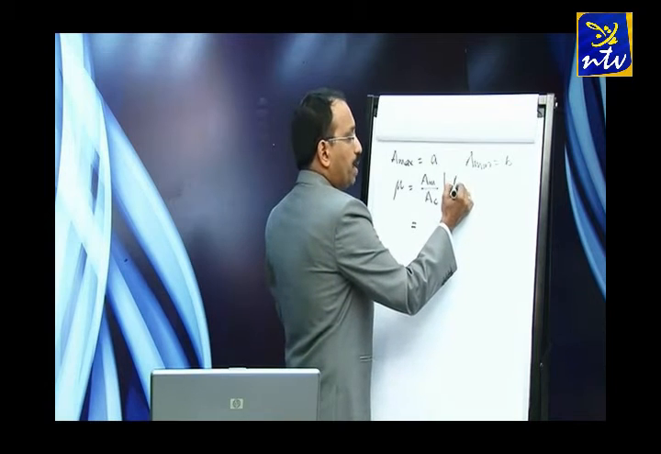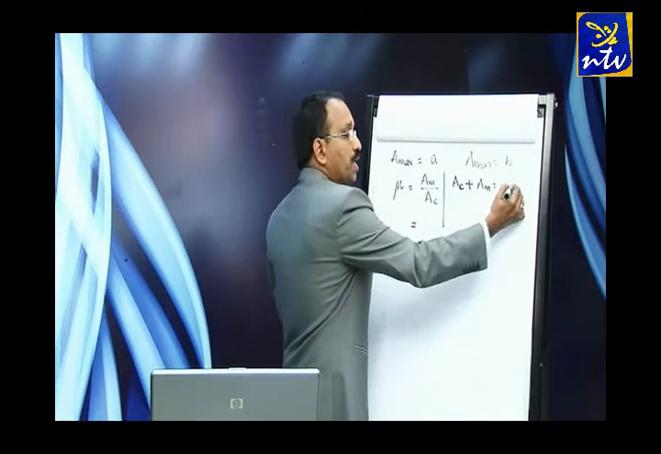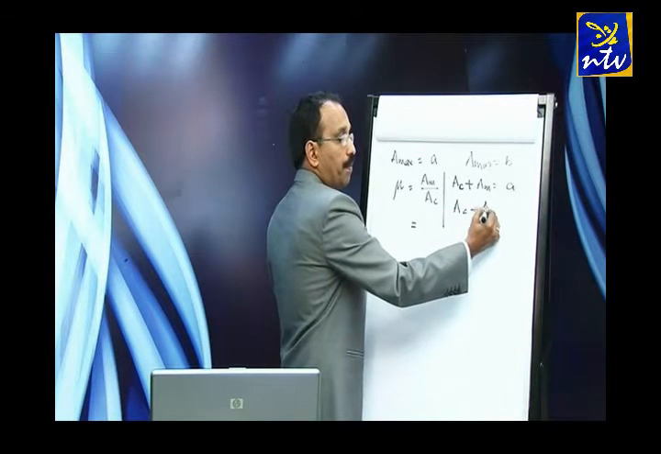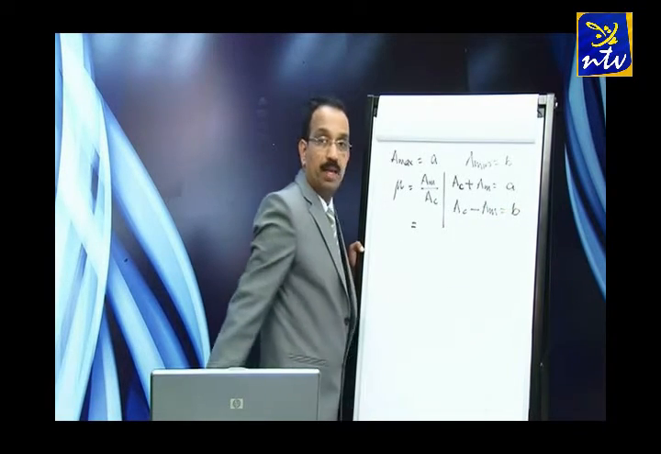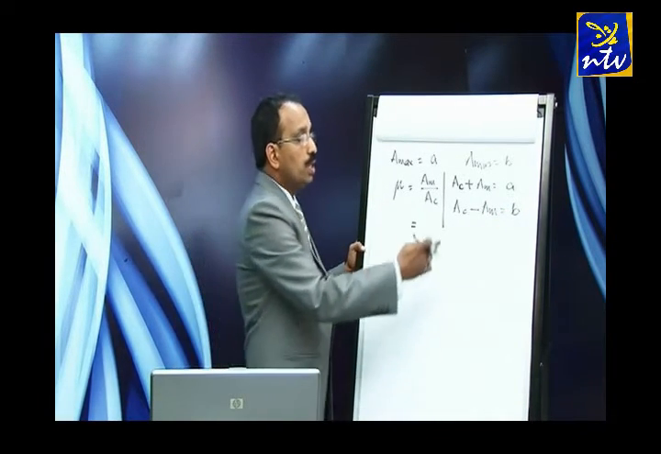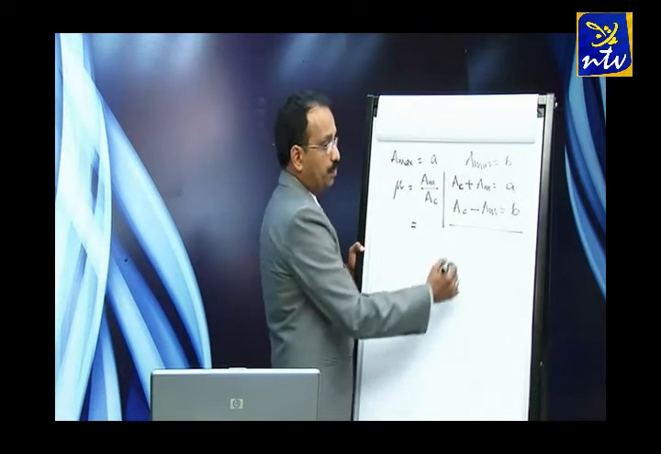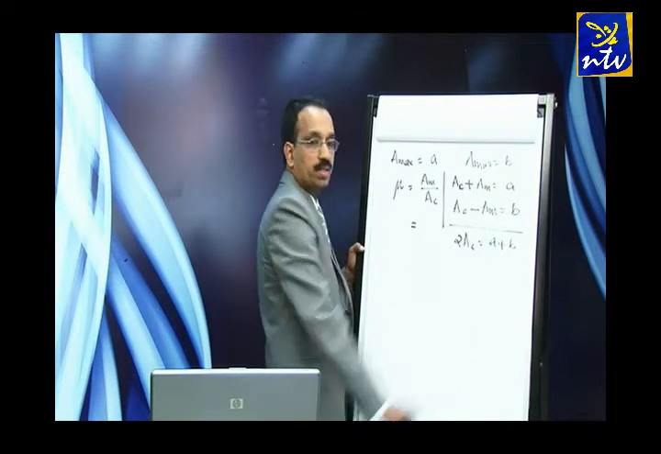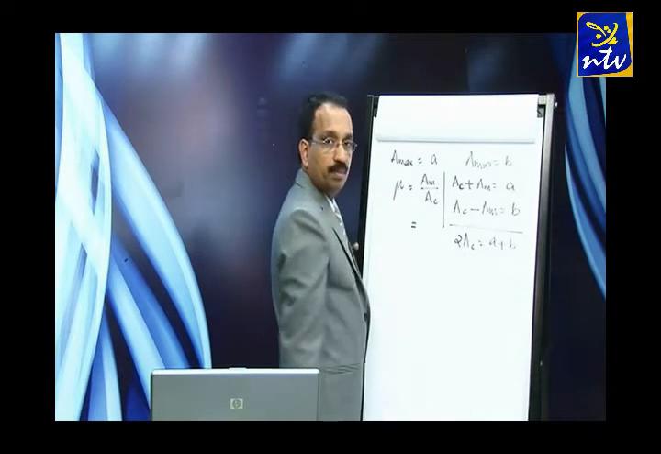So max means Ac plus Am. This is the maximum, which is given as A. How about minimum? Ac minus Am. That is the minimum, given as B. Now we add these two expressions. What do we get? 2Ac is equal to A plus B, since these two cancel. So Ac is (A plus B) by 2.